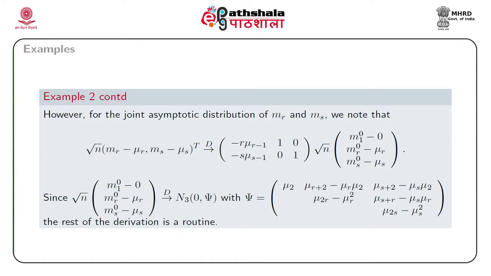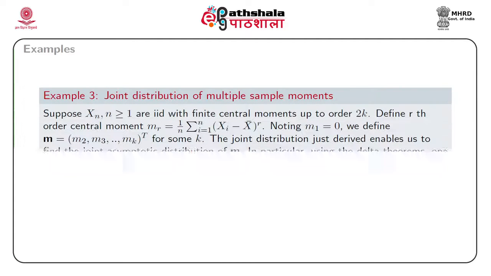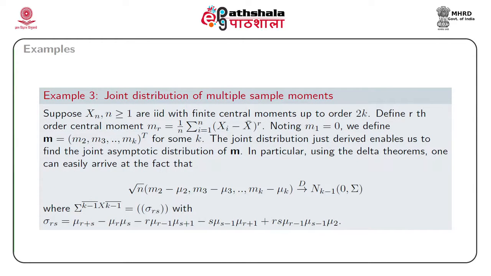Now, next we shall discuss our next example, which is on the joint distribution of multiple sample moments. As earlier, we assume that Xn are IID with finite central moments up to order 2k. We can recall the definitions of central moment and pseudo moments, and since m1 equals 0, we define the m vector as a vector with elements m2, m3 up to mk, and we require to find the joint asymptotic distribution of this m vector.